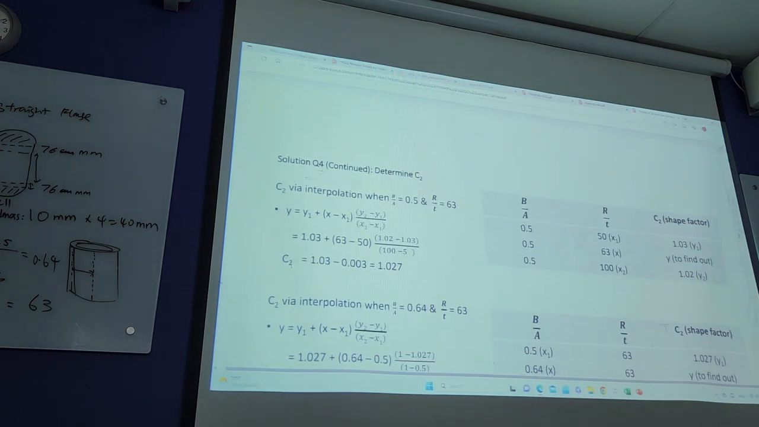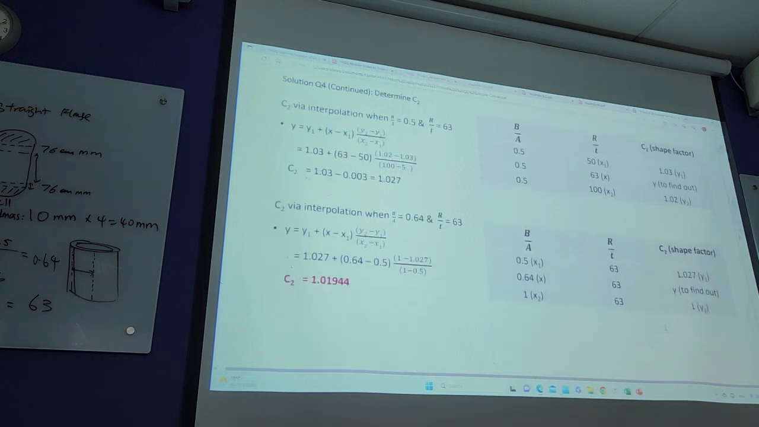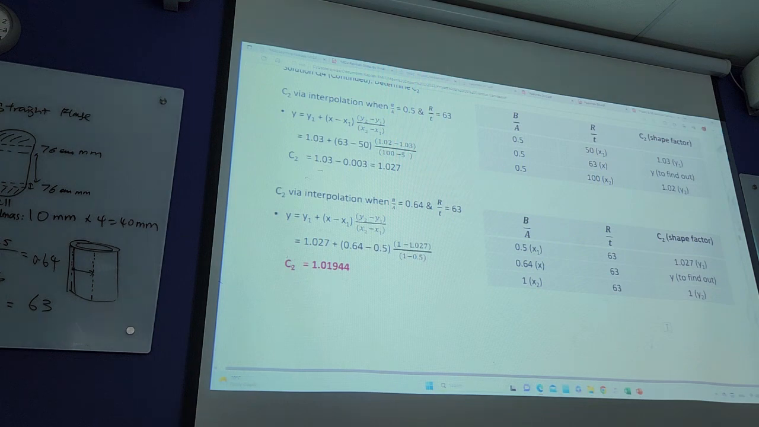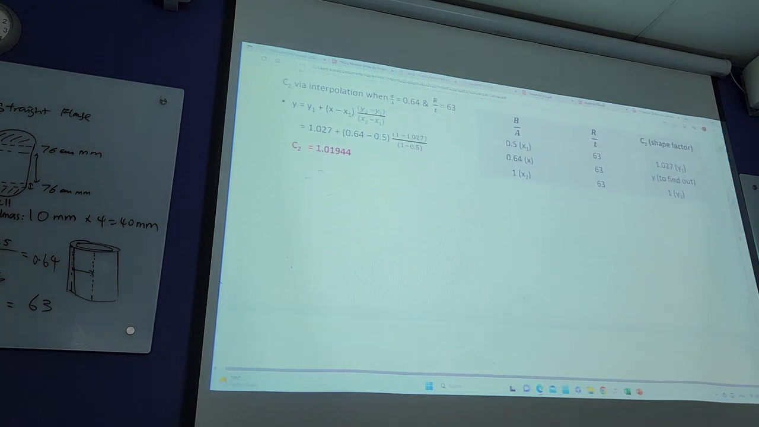Alright. Okay, now come to C2. Same thing. You have to do the interpolation. So our C2 final value is 1.01944. Alright, so at least now you know how to find out C1, C2. Then we come to this graph.